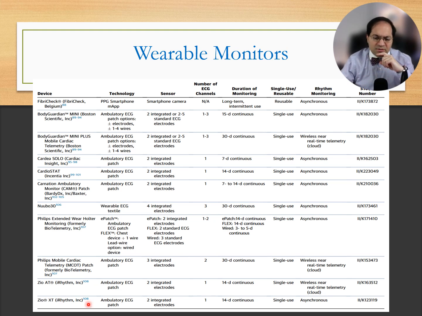As you see here, we have different types of companies. The BodyGuardian used to be Preventice, and then you have Philips, which used to be BioTel, and then we have Zio AT, which is a kind of MCOT type of thing, and Zio XT, and they have 2 or 3 integrated electrodes. You can see all the information here: how many days they can do continuous monitoring, and whether it is reusable or single use. Multiple trials showed that at least 14 days of monitoring has better utility for AFib diagnosis than 24 to 48 hours. So basically, a longer duration of monitoring will give you a better chance of identifying atrial fibrillation.